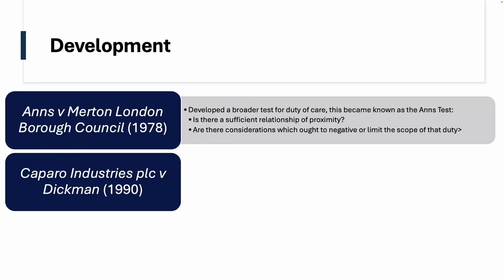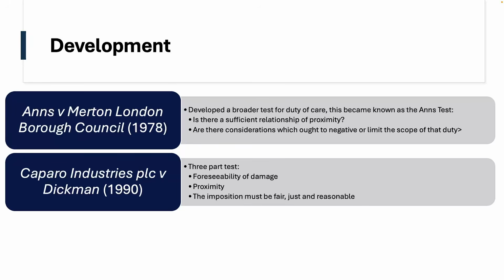But what about a completely new situation in which there is no case law, in which you are thinking about basically establishing a new duty of care in this particular kind of relationship? Well, in that case, Caparo and Dickman provides us with a three-part test for determining if there is the existence of this duty of care. The three-part test requires foreseeability of damage, i.e. is the harm reasonably foreseeable?